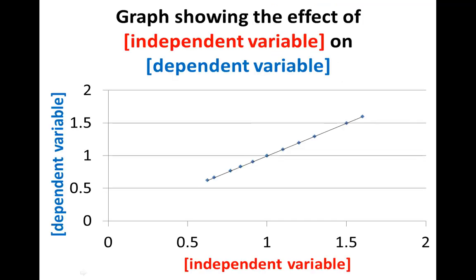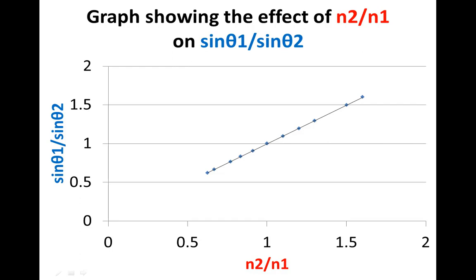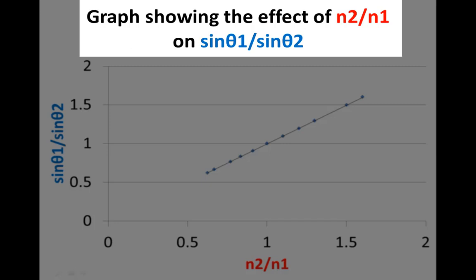Let's also plot this data in a graph. So here I have plotted the data, but what I haven't done yet is put in the labels for the two axes as well as the heading of the graph. Pause the movie while you fill in the gaps. The independent variable here is N2 over N1, and the dependent variable is sine theta 1 over sine theta 2. So this is a graph showing the effect of N2 over N1 on sine theta 1 over sine theta 2.